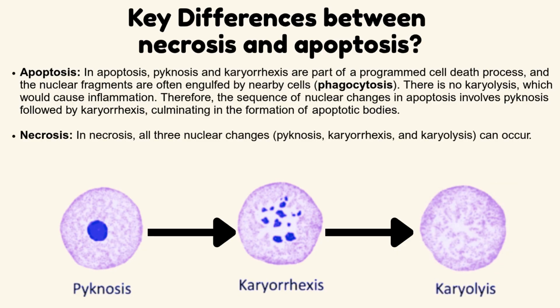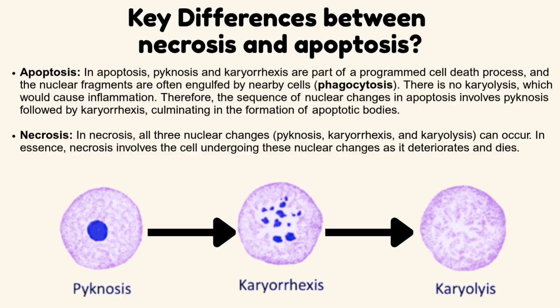In necrosis, all 3 nuclear changes, pyknosis, karyorrhexis, and karyolysis, can occur. In essence, necrosis involves the cell undergoing these nuclear changes as it deteriorates and dies.